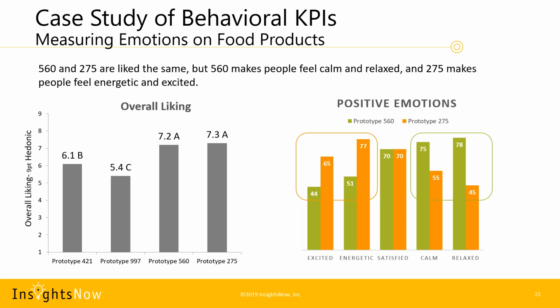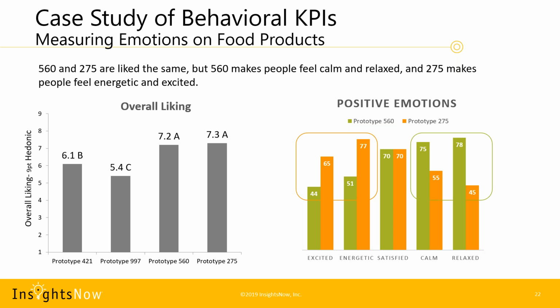So if I look at those top 2, 560 and 275, notice I've only plotted the top 5 emotions that we were working with. You can see that 560, which is in green, has much higher scores for calm and relaxed on the right-hand side, and prototype 275, which is in the orange, has much higher scores for excited and energetic.